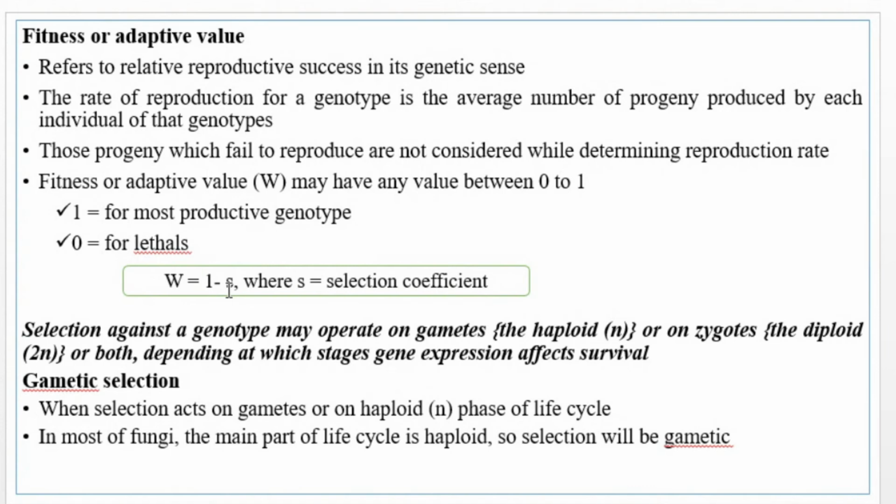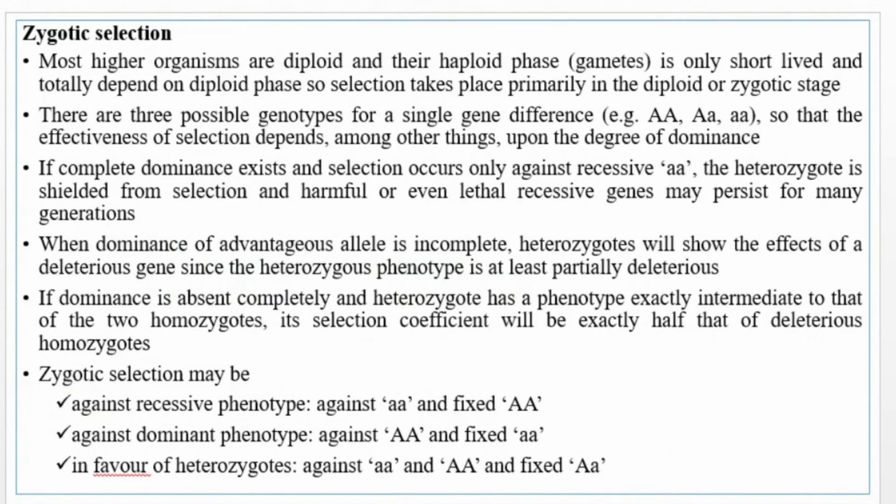Like in fungi. The other is zygotic selection. Zygotic selection we practice in higher organisms. Those spend their life cycles in the zygotic stage. Most of the life cycle is spent in the diploid condition, and they also have a certain short haploid life cycle.